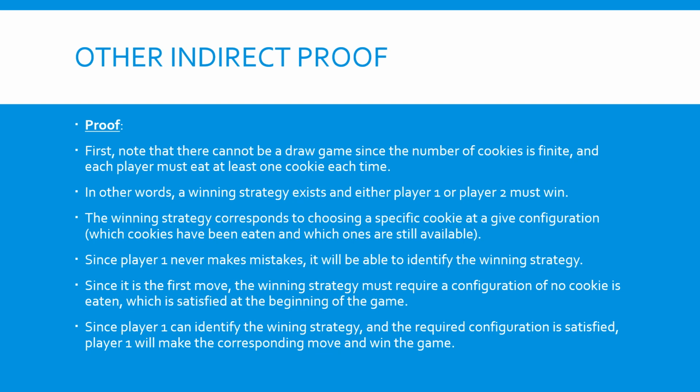Since any instance of the game begins with the configuration that no cookie is eaten, there must exist a winning strategy under this configuration. Note that because player 1 moves first, it will be able to identify the winning strategy from such a configuration and win.